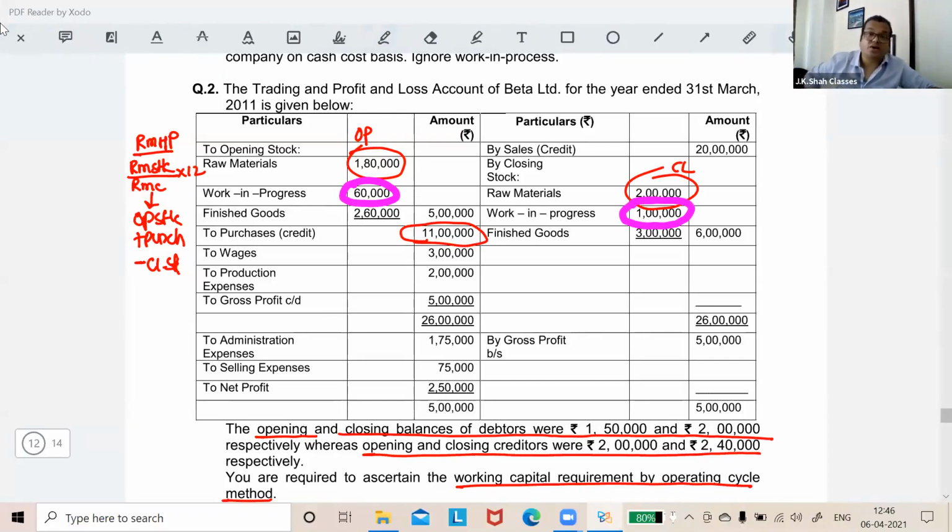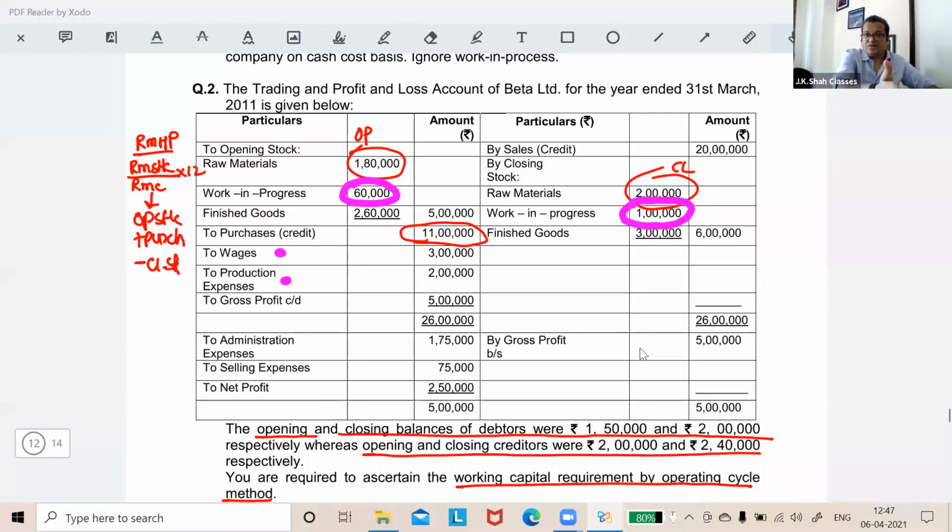How do we get cost of production? Take the raw material consumed, which you just calculated, add wages, add production overheads, add opening stock of WIP, less closing stock of WIP. You'll get cost of production, as simple as that. So you can calculate the WIP conversion period also. Whatever cost of production you have calculated, add opening stock of finished goods, less closing stock of finished goods. You get cost of goods sold. So you can calculate the finished goods holding period also.